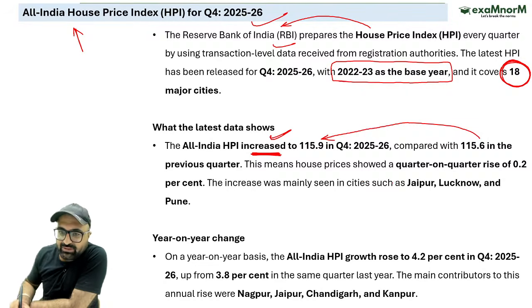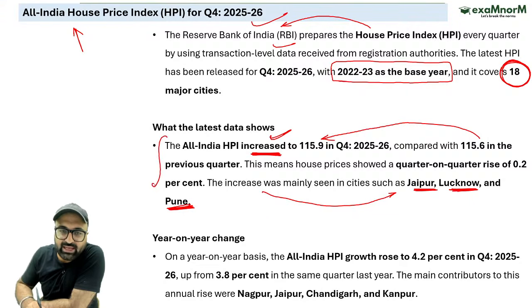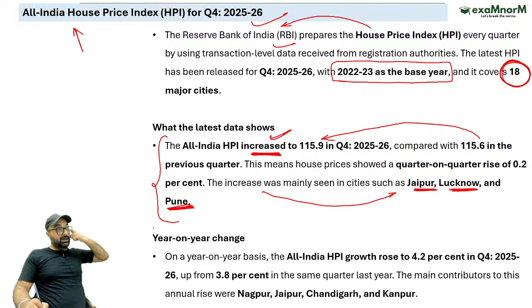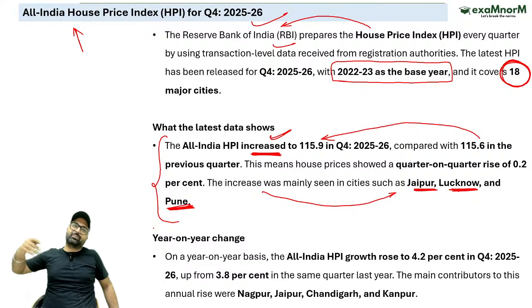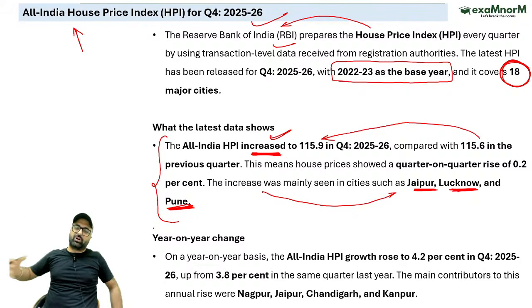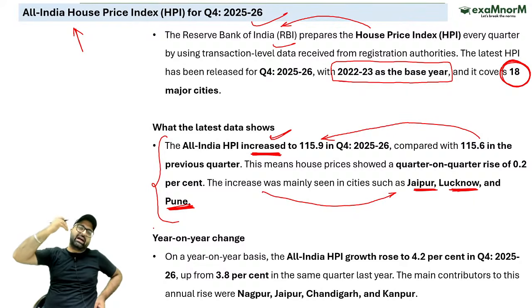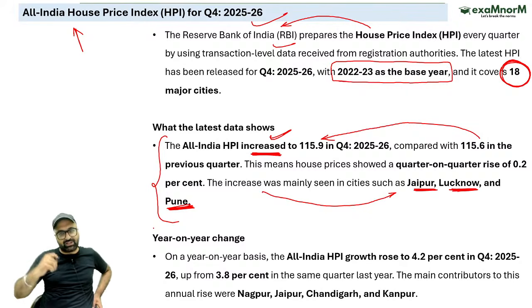So that is fine. The increase was mainly seen in which cities? So the increase was mainly seen in Jaipur, Lucknow and Pune. I hope you must be knowing that the major cities like Gurugram, Delhi or Noida, they have witnessed price stability in terms of real estate. Now real estate prices are not increasing the way they were increasing earlier because they have already reached such a high price or value that we have less number of borrowers, less number of purchasers in the market.